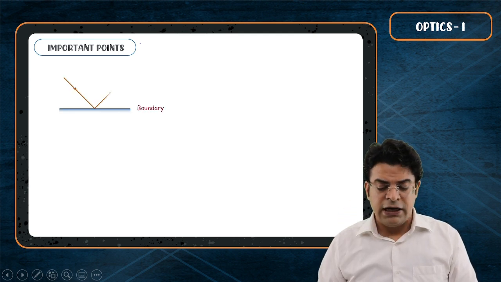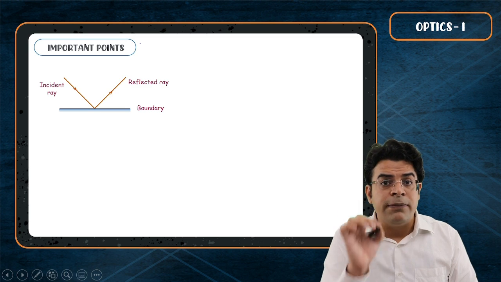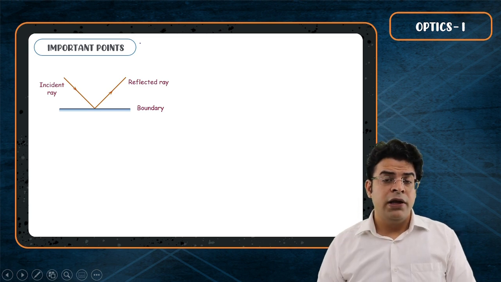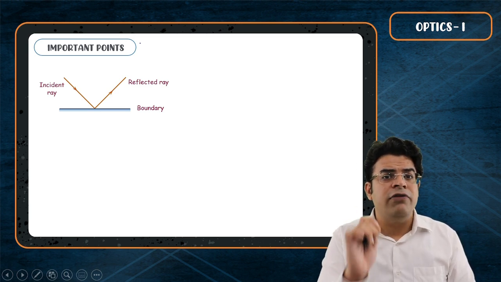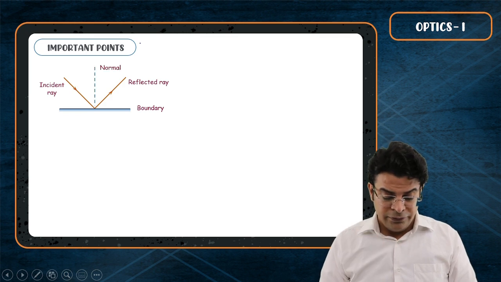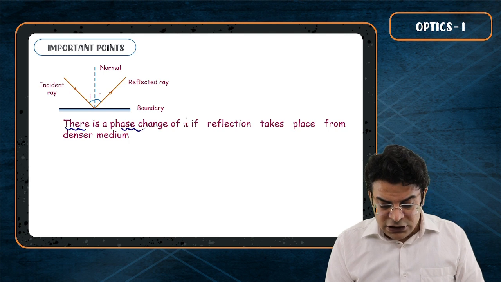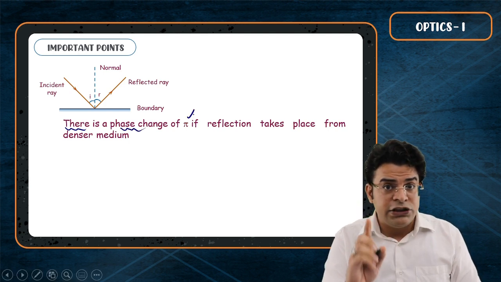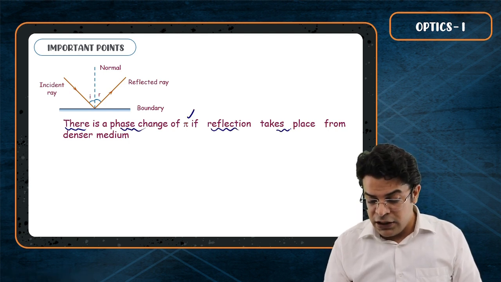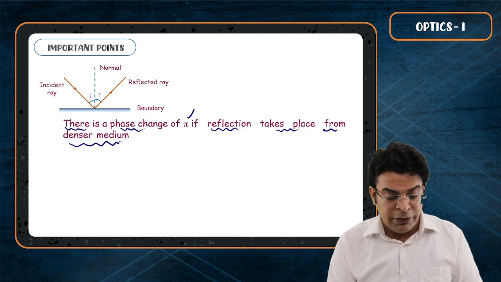This first statement I am telling will be used in the chapter of wave optics. This is important. And we have talked about this while learning waves as well. The statement goes like, there is a phase change of pi. There is a phase change of pi if reflection takes place from a denser medium.